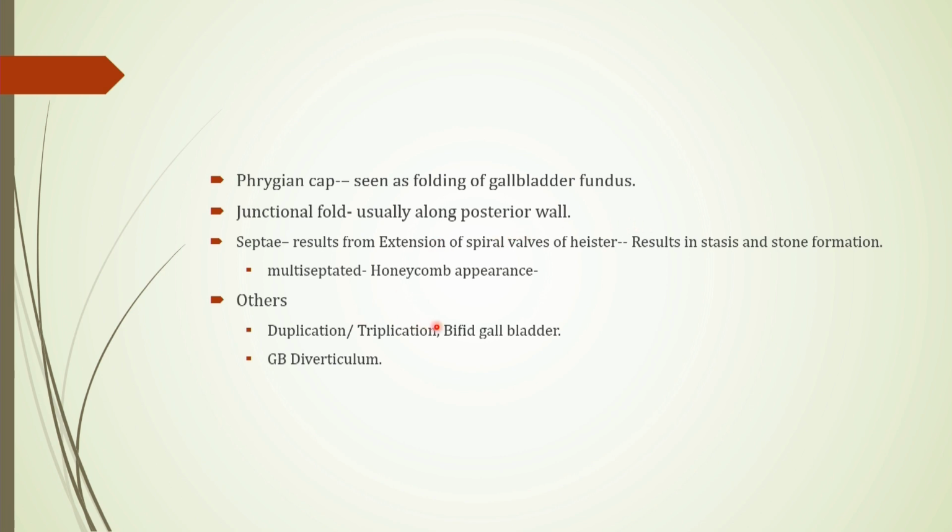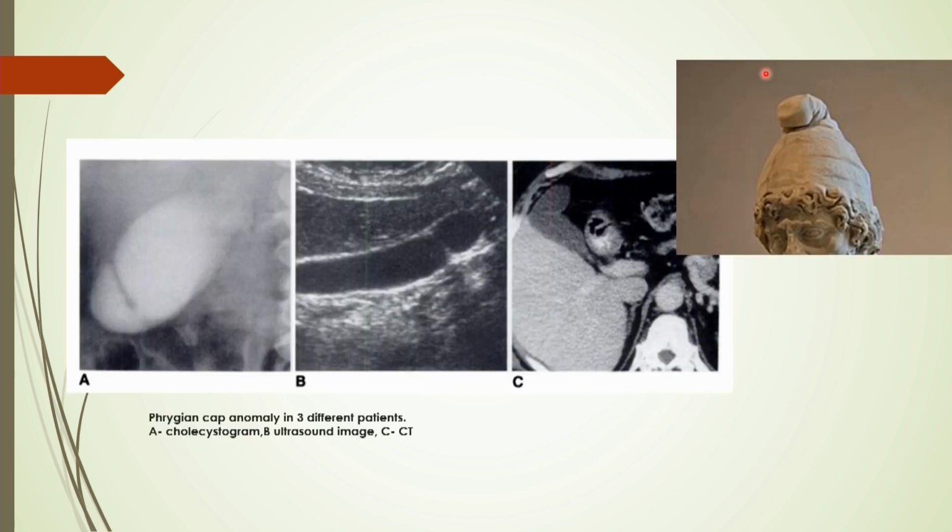Junctional folds usually are seen along the posterior wall. Septae result from the extension of spiral valve of Heister, and it results in stasis and stone formation. And when it is multi-septated, it gives an appearance of honeycomb. Other variations include duplication, triplication, bifid gallbladder, and GB diverticulum.